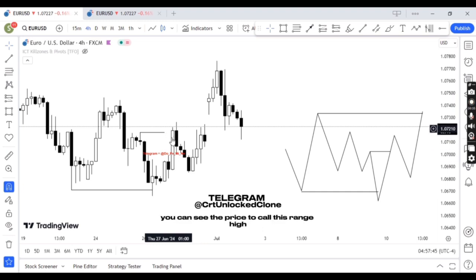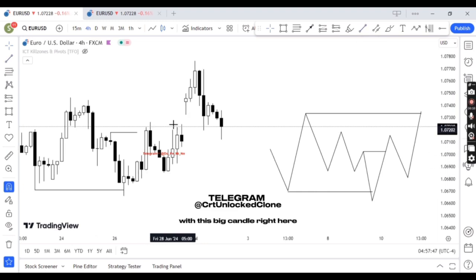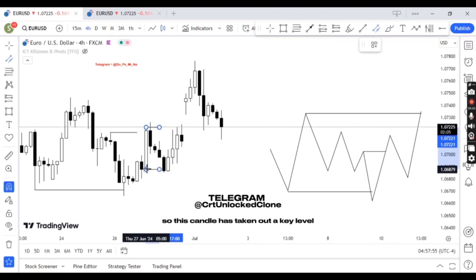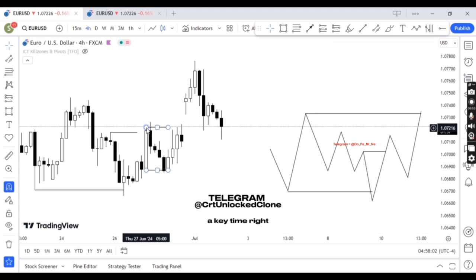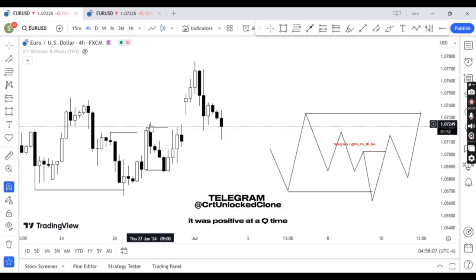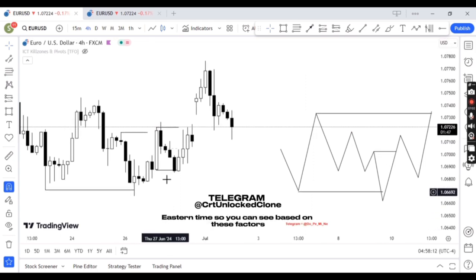Now right here you can see that price took out this range high with this big candle right here, and coincidentally this candle is formed at the 5 a.m. Eastern time, right? So this candle has taken out a key level in the form of this range high. It's formed at a key level, a key time, which is the 5 a.m. key time. Not only that, it was purged at a key time, which is the 9 a.m. Eastern time. So based on these factors, we can potentially regard this candle right here as a CRT for us, and we can trade it on the lower time frames, right?